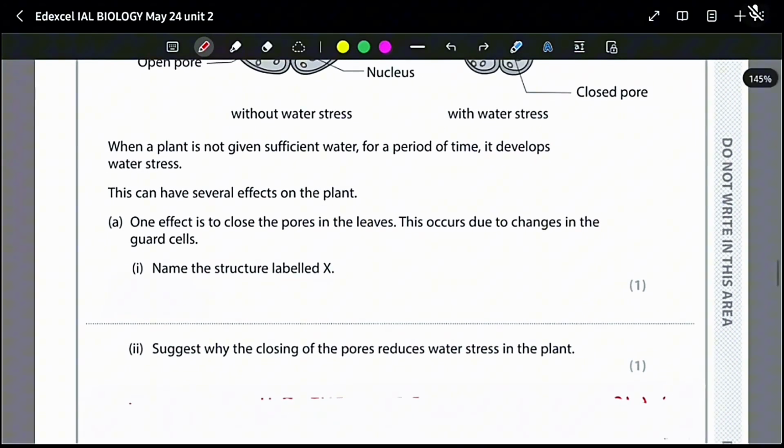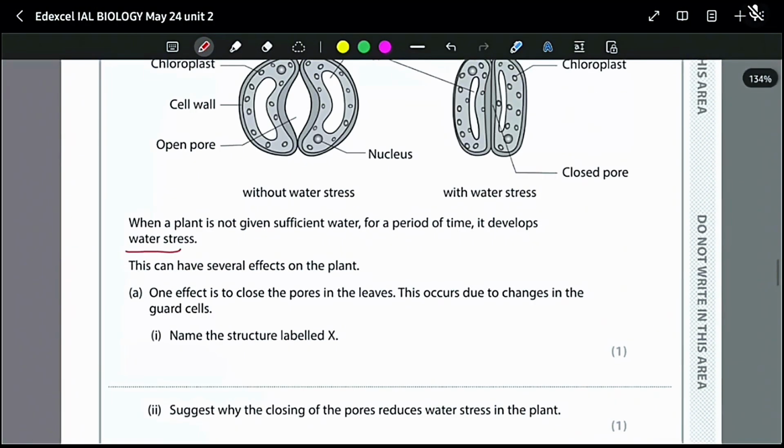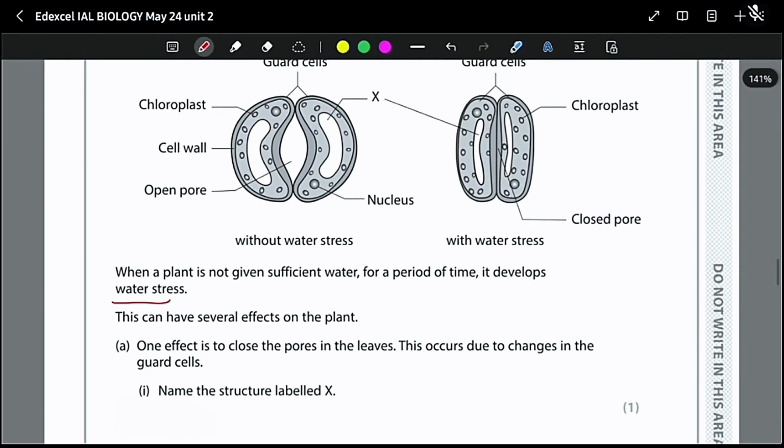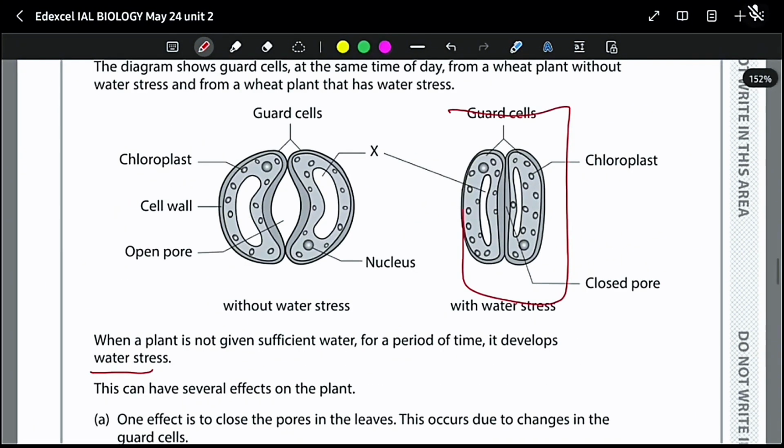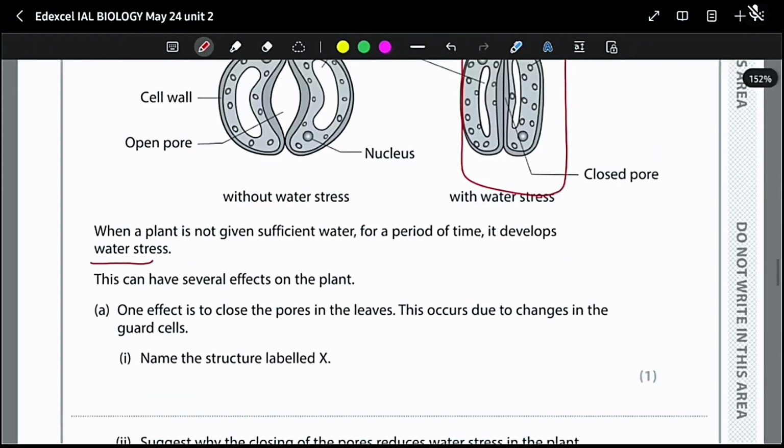When a plant is not given sufficient water for a period of time, it develops water stress. So we can see that when the plant is not given water for some period of time, it will develop water stress, which is in the right picture. This picture on the right wasn't provided with enough water for a period of time.